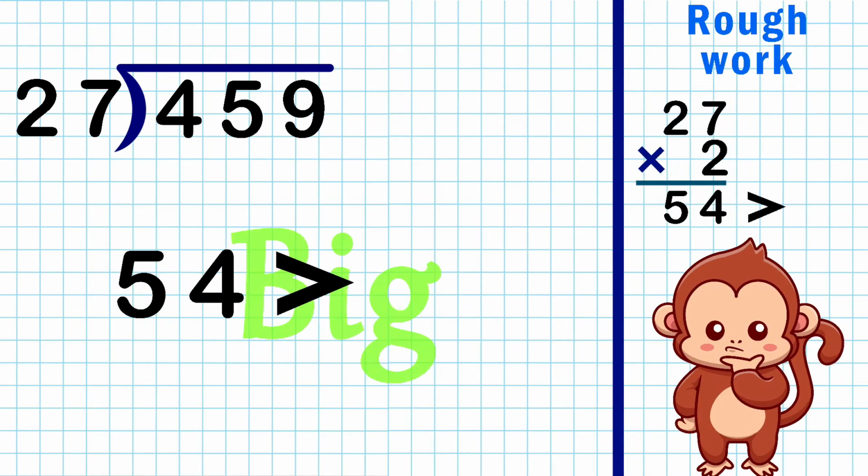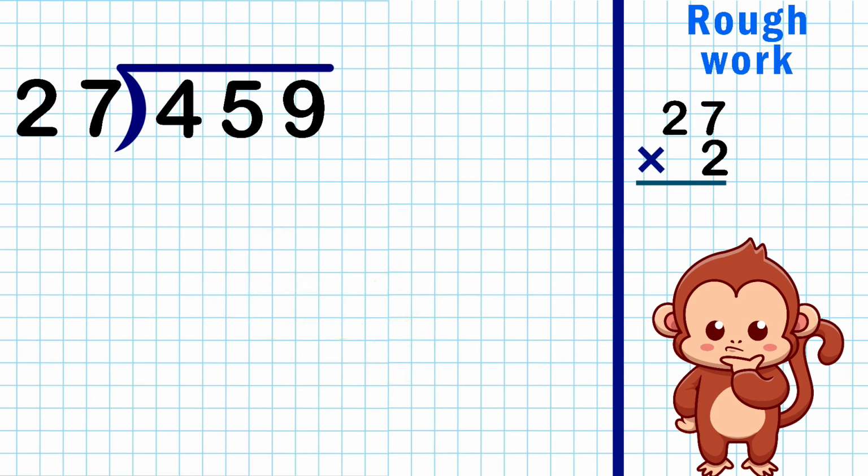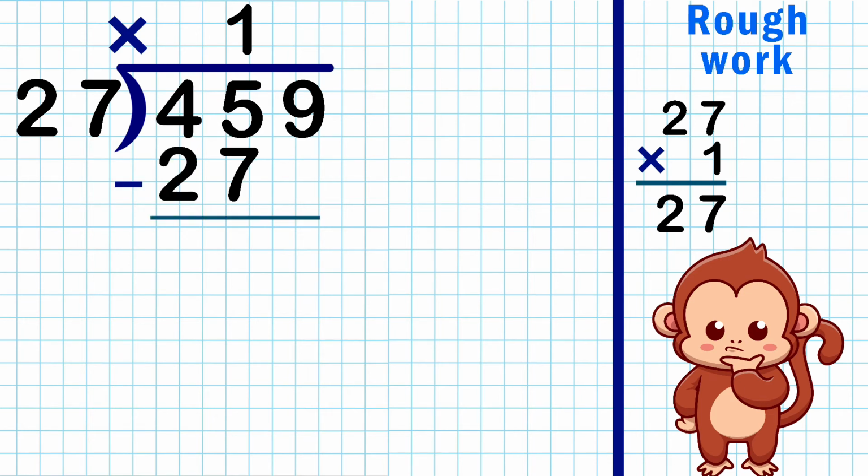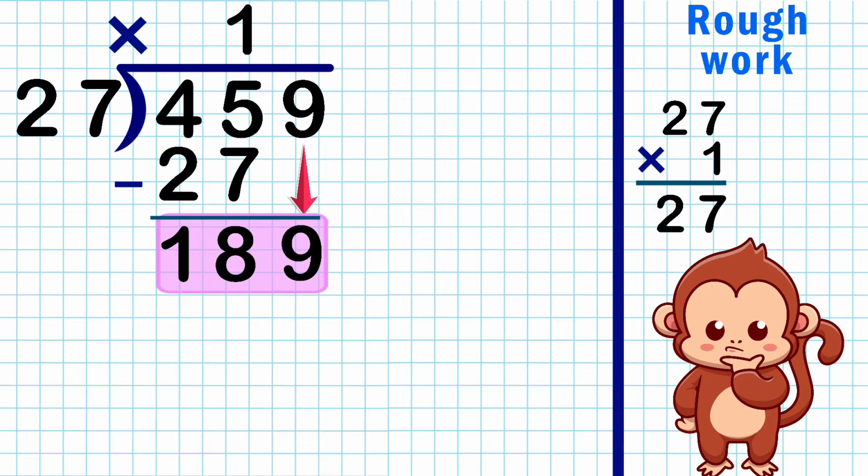It's too big from 45. So, we will go with 1 and 27 multiplied by 1 is equal to 27. 45 minus 27 is equal to 18. Now we can bring 9 down from the dividend to the remainder and it will become 189.